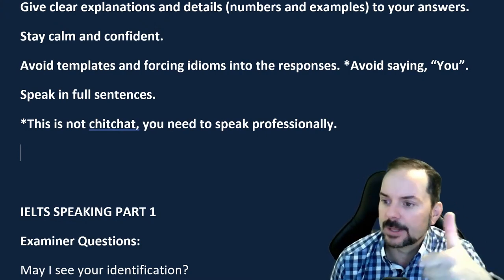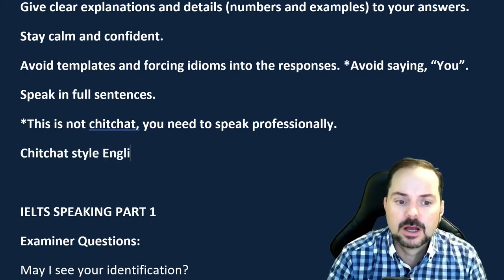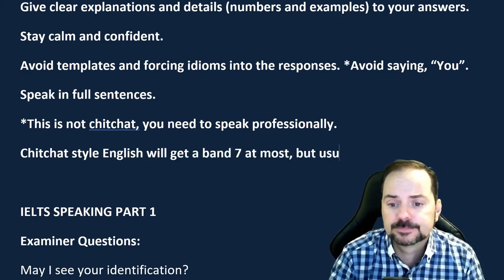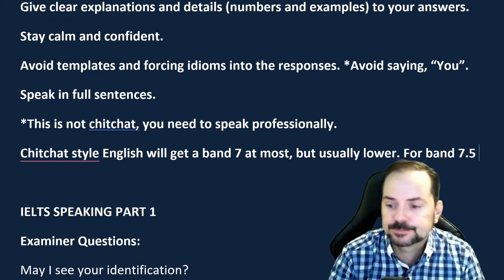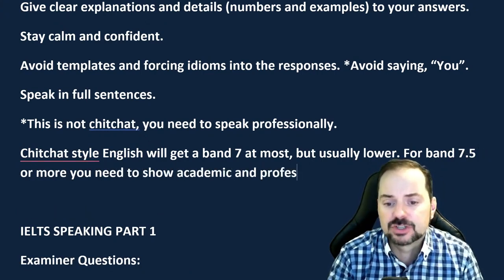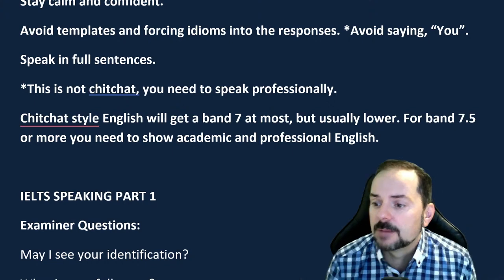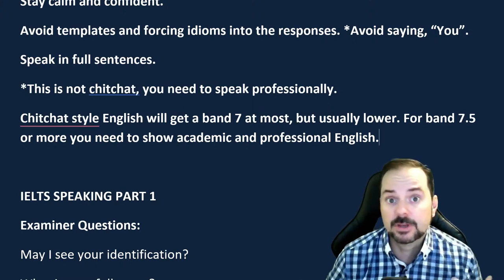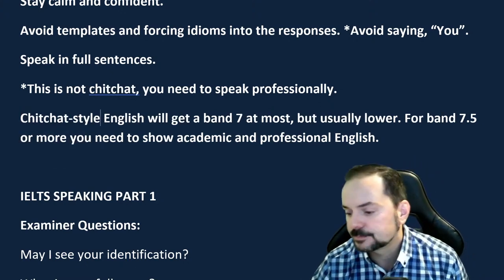Can you just give me some thumbs up in the chat there, viewers, on that? So chit-chat style English will get a band 7 at most, but usually lower, okay? For band 7.5 or more, you need to show academic and professional English. Okay, it's very important. All right, okay, I've got lots of thumbs up there by Yenlik and Chan. Okay, so you're not there to chit-chat. Be really careful of YouTube videos that tell you to kind of use this chit-chat style of English. No, definitely not.